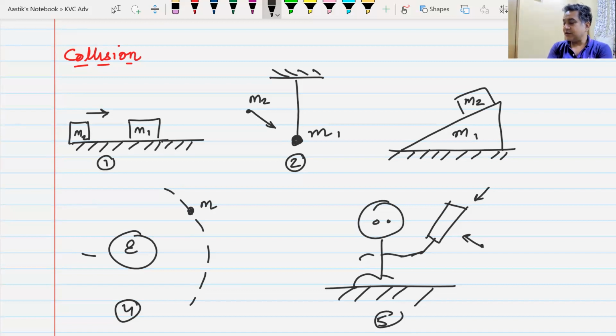Okay. 1, 2, 3, 4, 5. Which of them is a collision? Which of them is not a collision? So 1 and 2 are collisions. 1 and 2 are definitely collisions. 3 and 4 are not collisions.